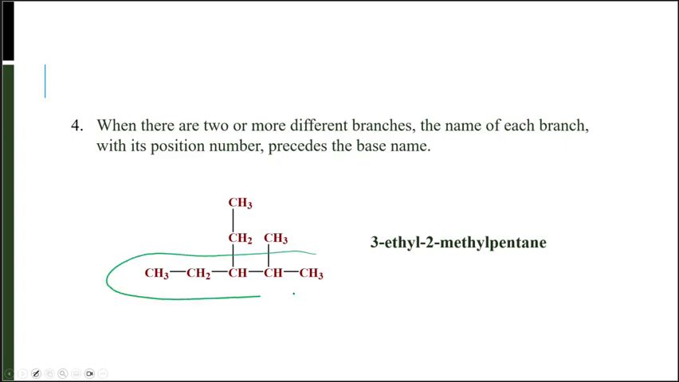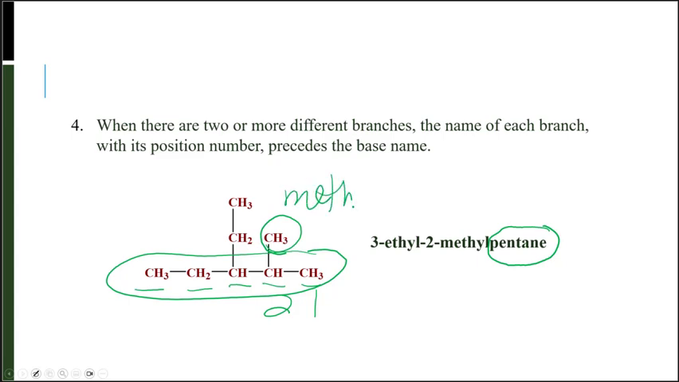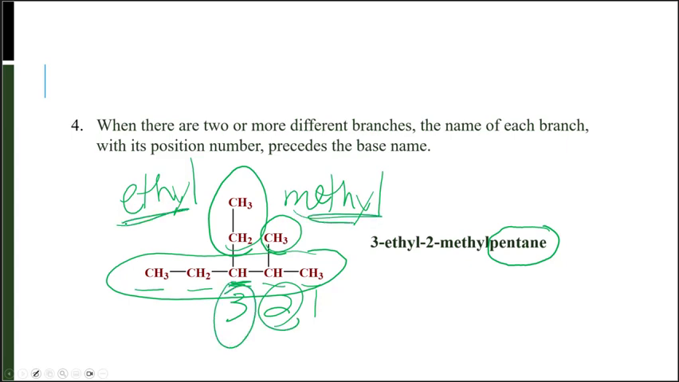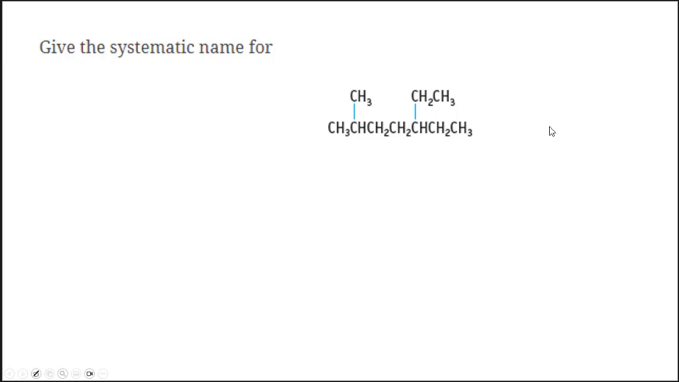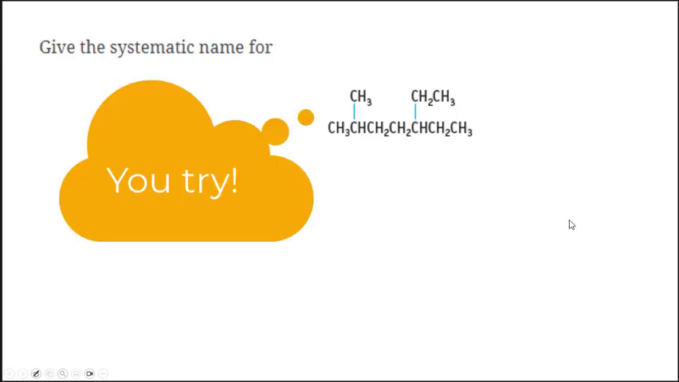Let's look at this one. My longest chain is 1, 2, 3, 4, 5 carbons, so it's pentane. Notice that off of carbon number 2, I have a methyl. And off of carbon number 3, I have 2 carbons, so it's not ethane, it's ethyl. So off of 2, I have a methyl. Off of 3, I have an ethyl. How do we put it together? You alphabetize it. E comes before M. So we're going to say 3-ethyl-2-methylpentane. Pause the video here and see if you can name this structure.